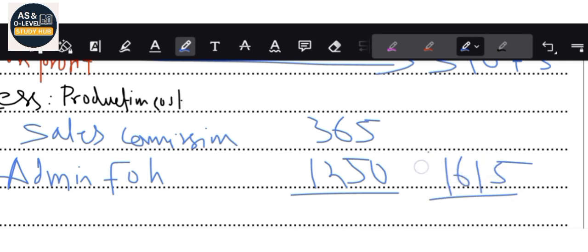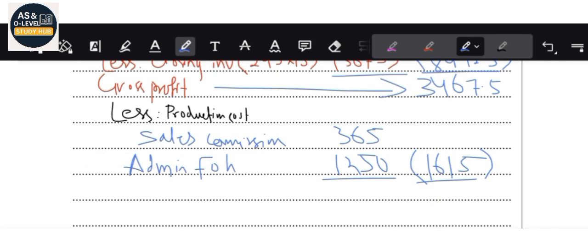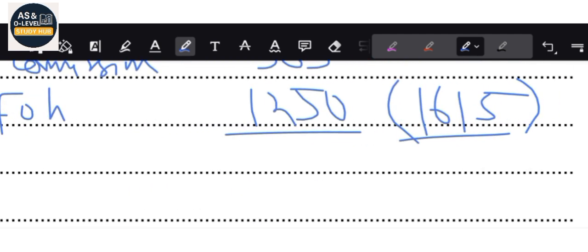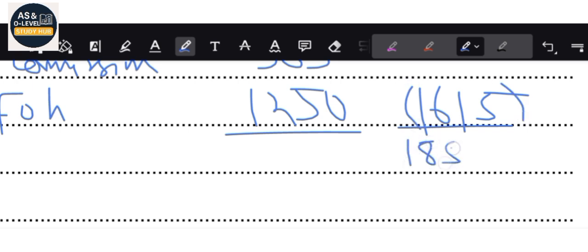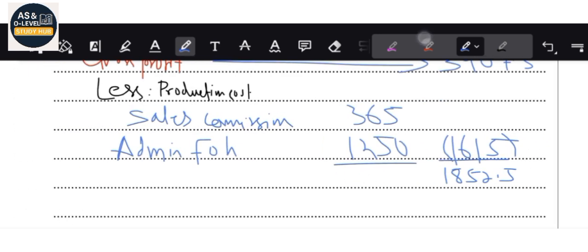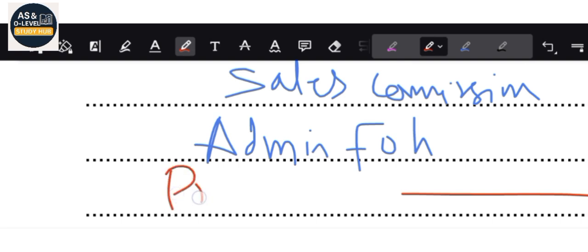Subtract this from the gross profit. 3467.5 minus 1615. So the answer is 1852.5. So this is our profit as per absorption costing.